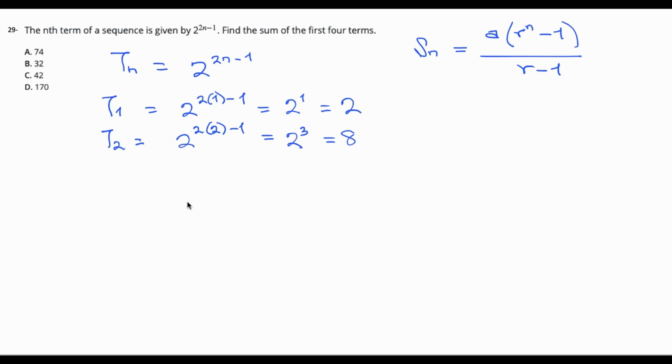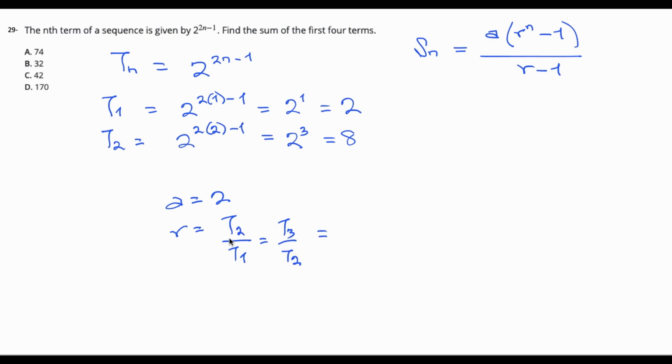A is equal to 2, that's our first term. Our r is equal to t2 over t1. So r is always equal to t2 over t1 or t3 over t2 if those are the terms you have. But it's always a term over the preceding term.